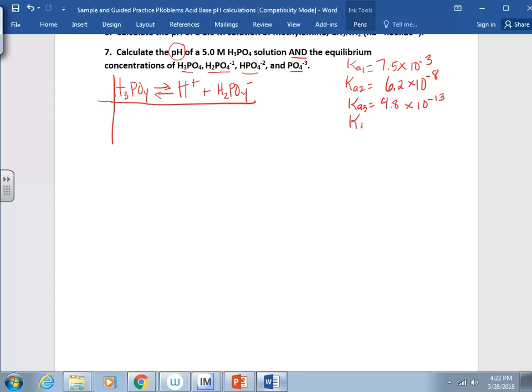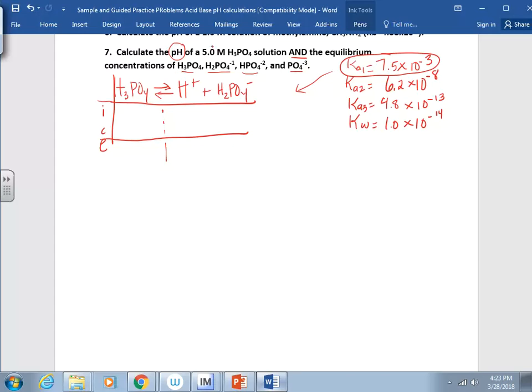Now, another K that we always need to be aware of in solution, because these are aqueous solutions, is the Kw, the ion product constant for water, which is 1.0 times 10 to the negative 14. So if you look at all the K values, the equilibrium constants, the one that controls the pH is the greatest one, which is your first dissociation step, the Ka value for the phosphoric acid. So let's ICE our problem, get our information in here.